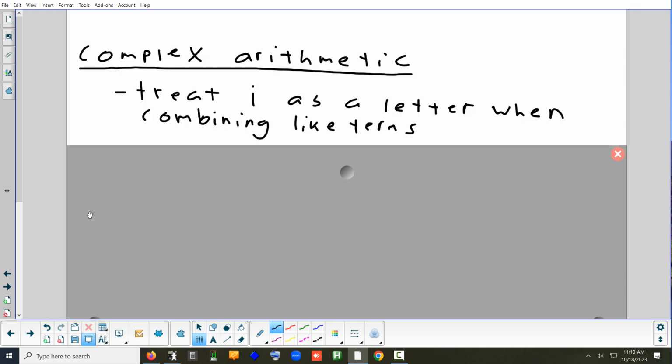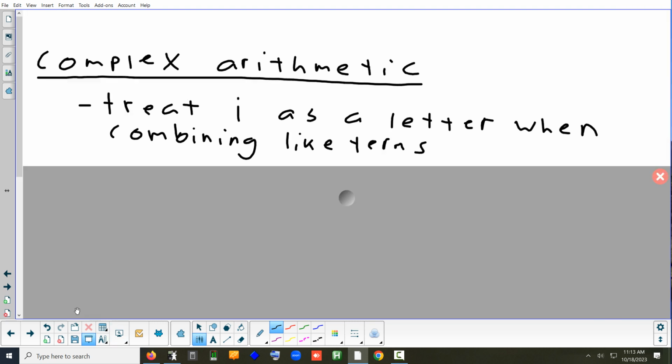So when you are adding or subtracting, you can think of i almost like it's x. Like if you had 3x plus 2x, what would that be? 5x. Well, if you have 3i plus 2i, what do you think that would be? 5i. Yeah, it would be 5i. So we can kind of treat it the same way we would do combining like terms if it was an x or a y or anything else.